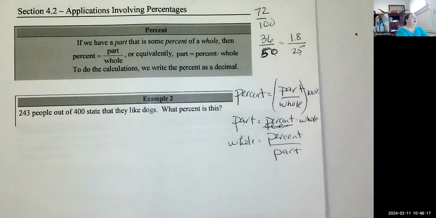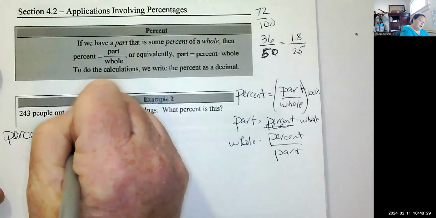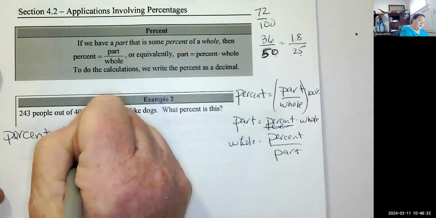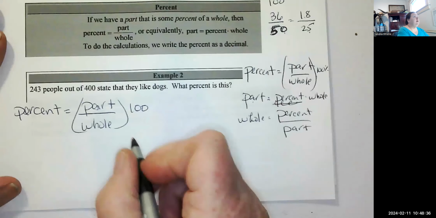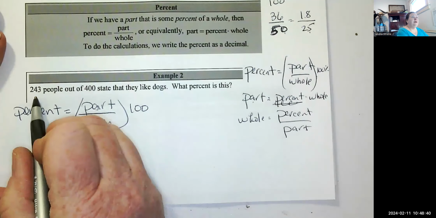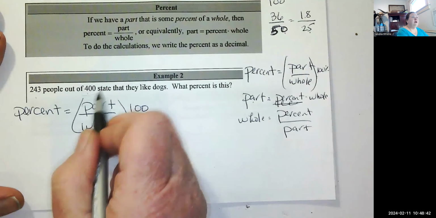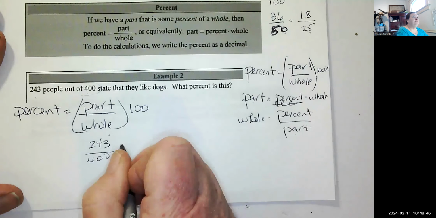Okay. So 243 people out of 400 state they like dogs. What percent is this? So they're asking for the percent. So we know to use the formula, percent is equal to part divided by whole. And then we're going to multiply it by 100 to get our percent. Now I need to figure out who's the part and who's the whole. Well, 243 out of 400 means 400 is my whole and 243 is my part.